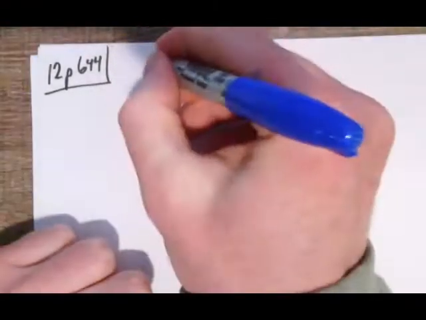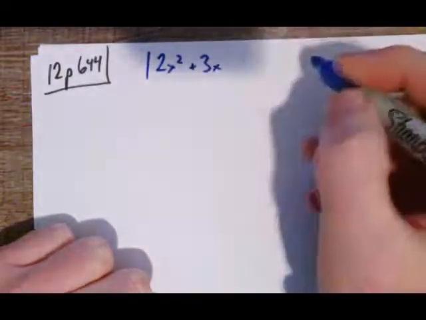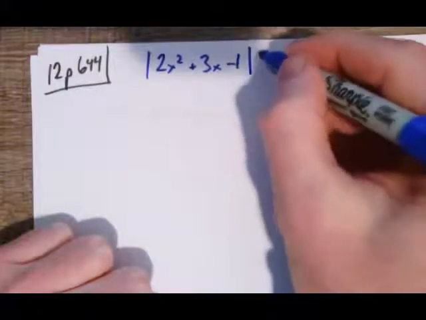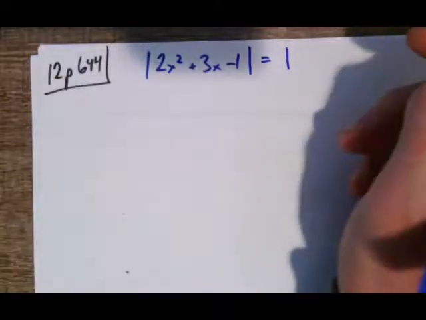All right, so it is 2x squared plus 3x minus 1 equals, and I'm just going to say equals 1. Okay, I'm going to skip that one little tiny part.